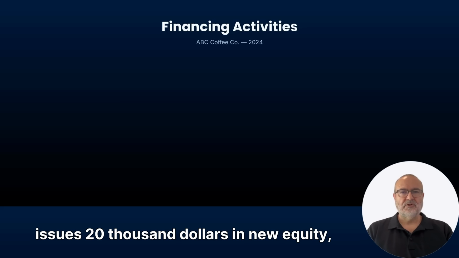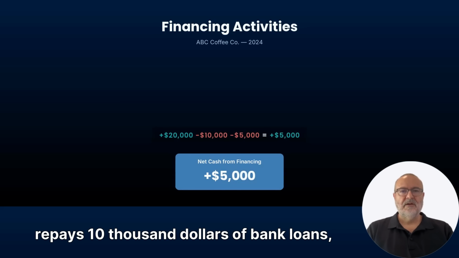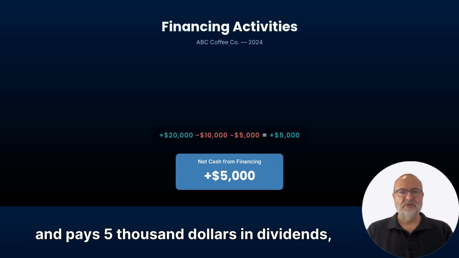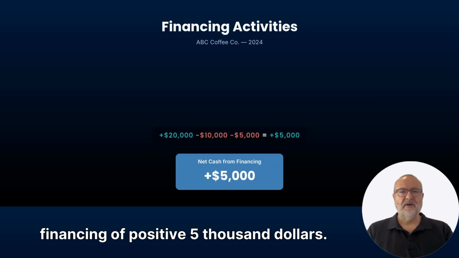ABC Coffee Company issues $20,000 in new equity, repays $10,000 of bank loans, and pays $5,000 in dividends, resulting in a net cash flow from financing of positive $5,000.